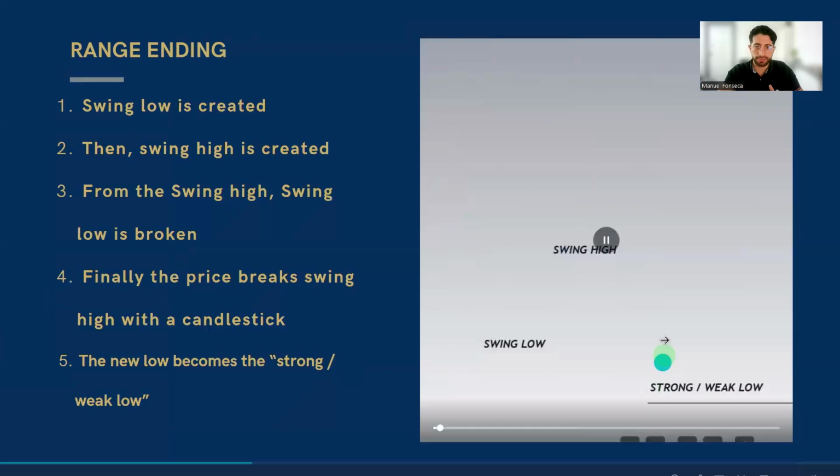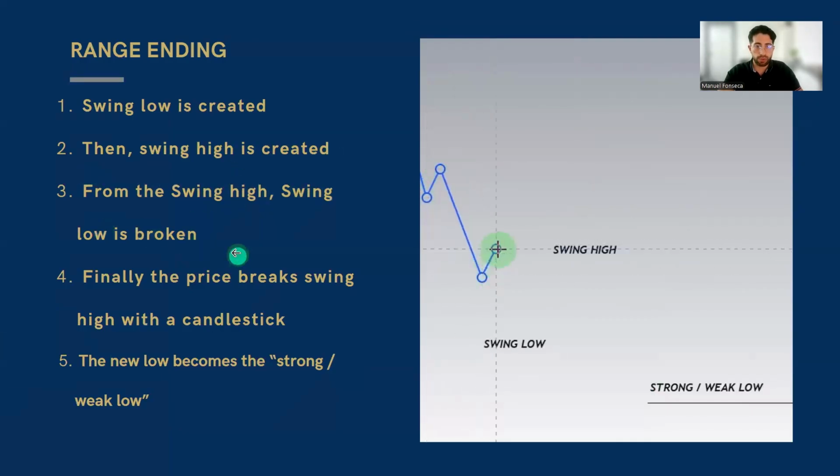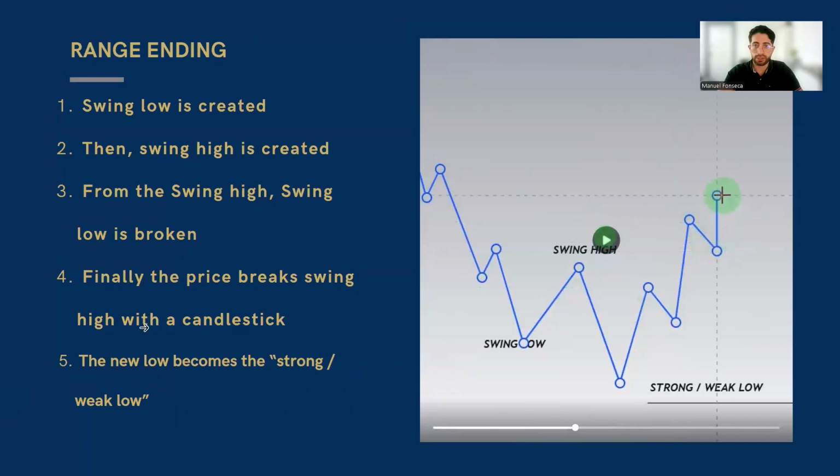Let me say it again. The swing low is created, then the swing high is created. From the swing high, the swing low is broken. And finally, what happened after that? The price breaks the swing high with a candlestick body. Okay, and the new low becomes, in this case, a strong or weak low. You're going to see why. Perfect. So this is it.